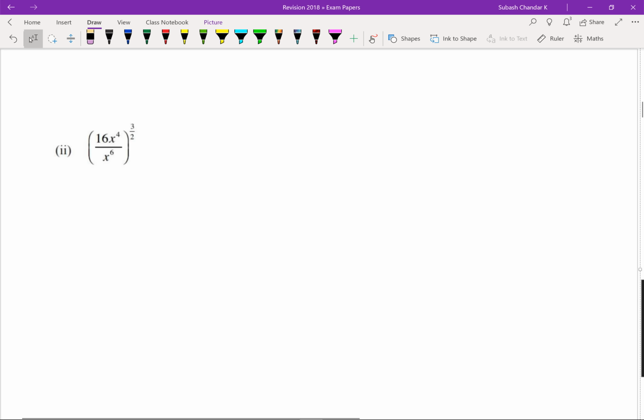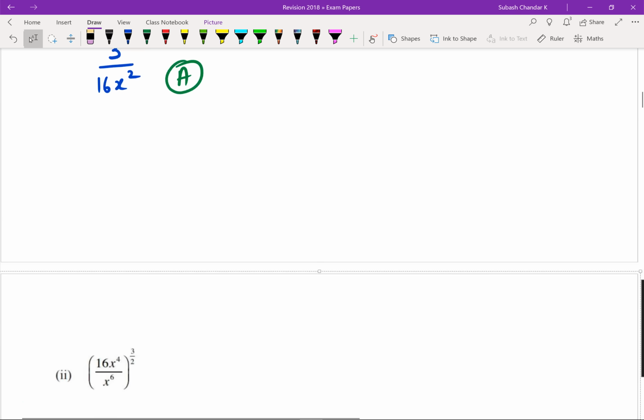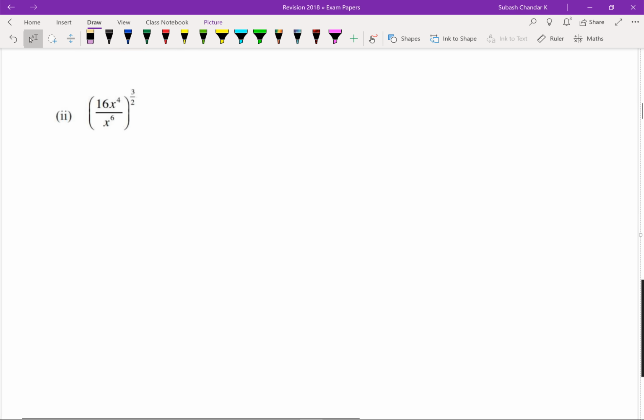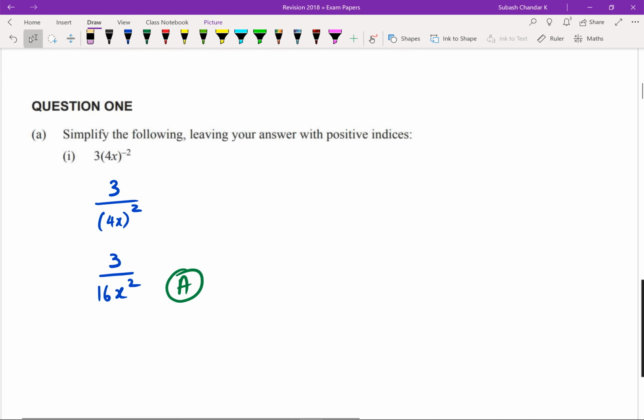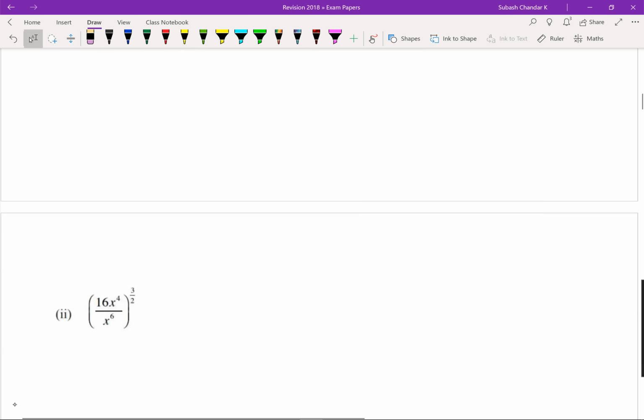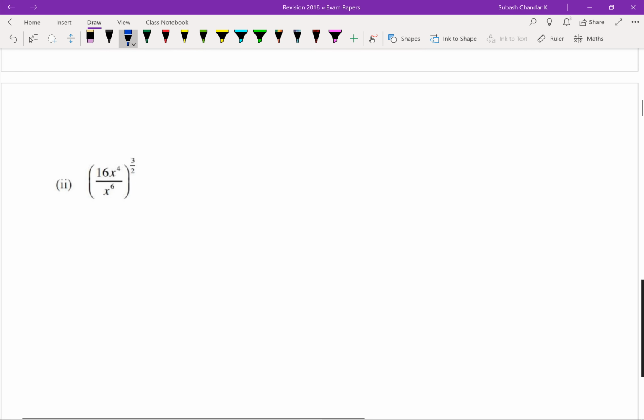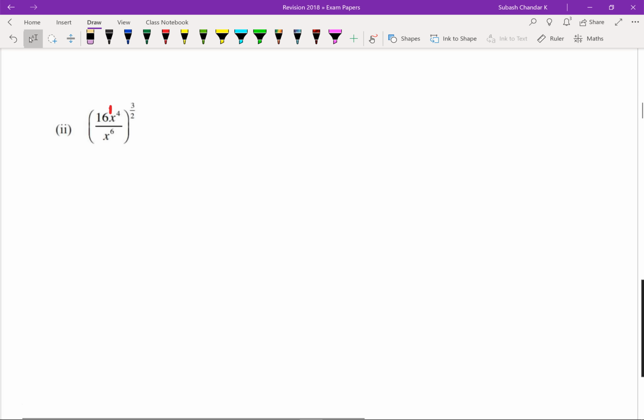Alright, so next question is this one here. Once again, we've been asked to, I think we've got to go back to the previous question. It's been asked to leave the answer with positive indices. Okay, so when you have lots of elements inside a bracket, remember the first thing that I'll always tell people to remember is that 16 here has got a power of 1. All right, that's the first step. So the next step is writing down each of these things with those respective powers.